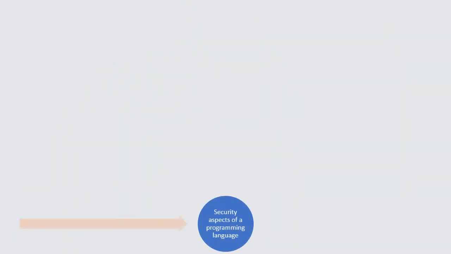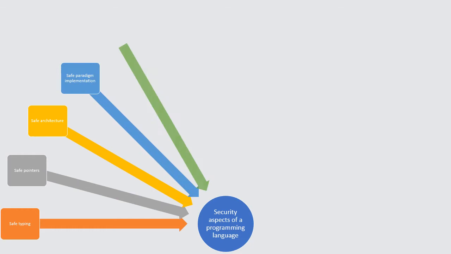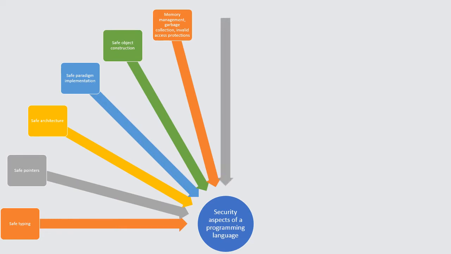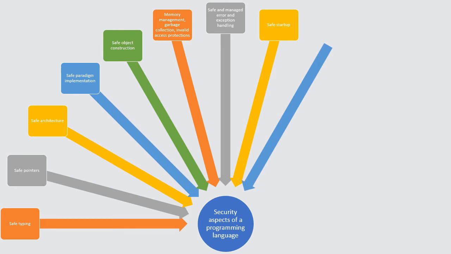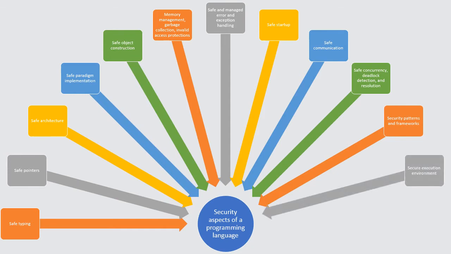Security aspects of a programming language are safe typing, safe pointers, safe architecture, safe paradigm implementation, safe object construction, memory management, garbage collection, invalid access protections, safe and managed error and exception handling, safe startup, safe communication, safe concurrency, deadlock detection and resolution, security patterns and frameworks, secure execution environment, developers' security expertise.